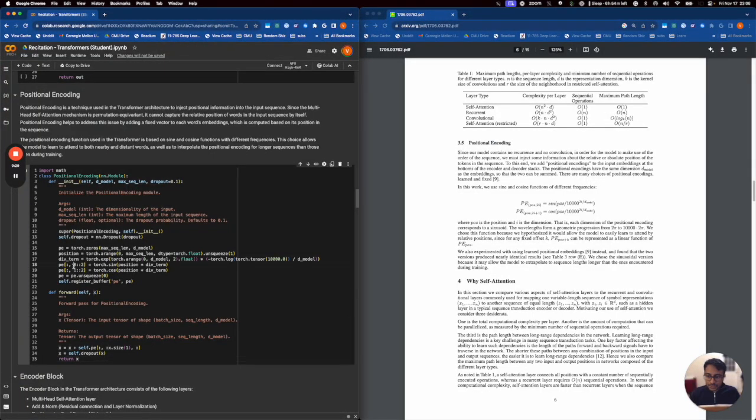So the 0 to 2 and the 1 to 2 is what is denoted by 2i and 2i plus 1 for people who are not able to understand that.